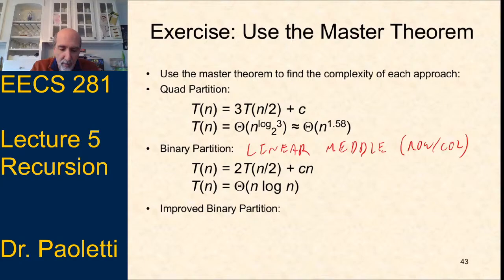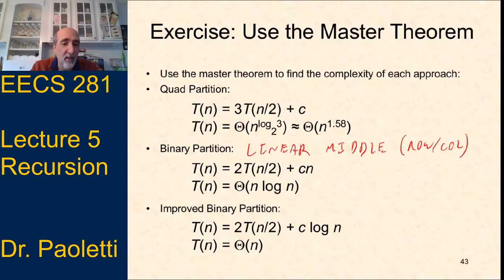The improved binary partitioning is, what if we do a binary search of that middle row or column? Instead of big theta of n log n, we get big theta of n. Wow, big theta of n, that's pretty good. We've got n times n items, but I only had to check n of them to find it. So if we binary search the middle row or the middle column, we can get it down to big theta of n.